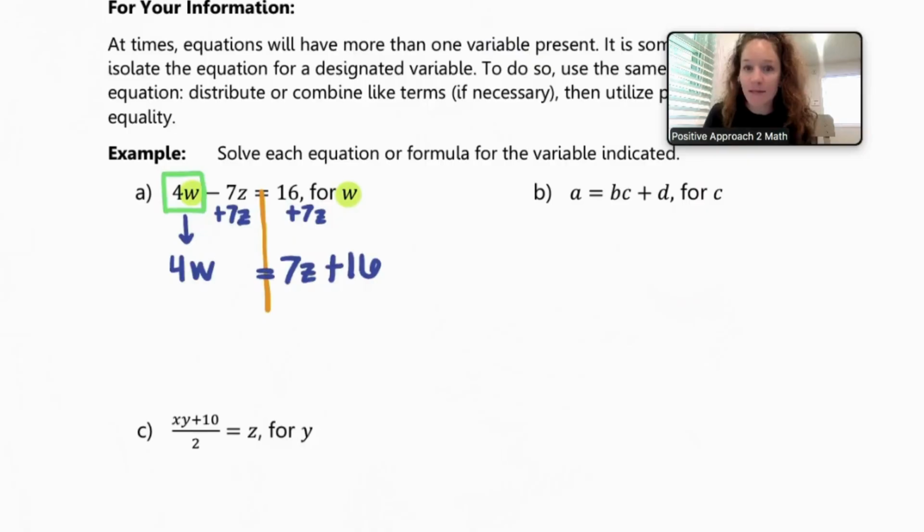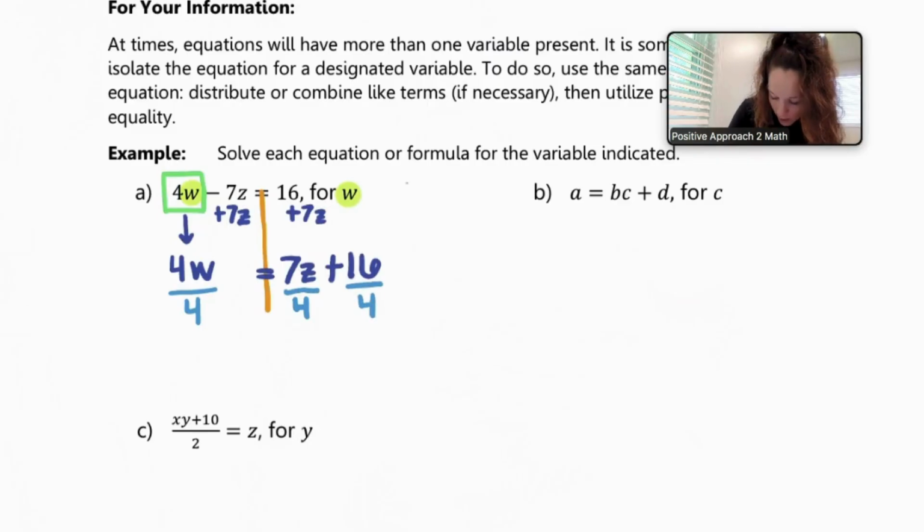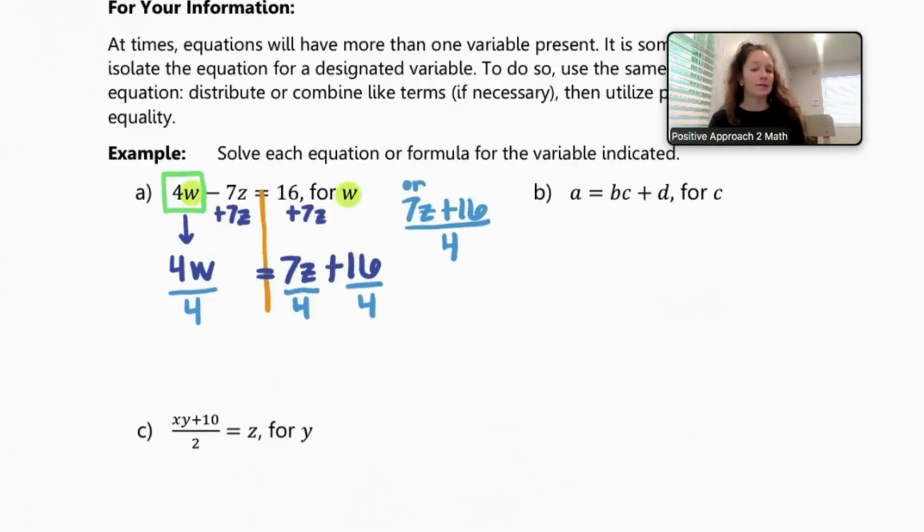Next, easy peasy. We want to get w by itself. It's currently being multiplied by 4. Let's divide by 4. What's important is it doesn't matter if you want to divide each term by 4, or if you want to write your division or your fraction bar just once like that, okay?